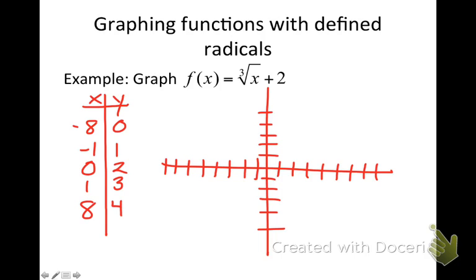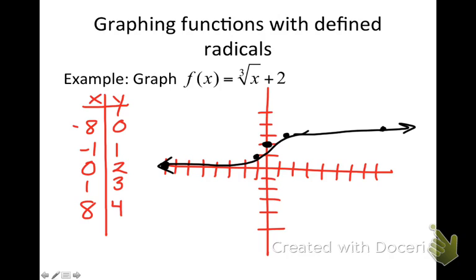And then it's just a matter of plotting those points. So -8, 0. -1, 1. 0, 2. 1, 3. 8, 4 is here. So it looks like we're getting a curve like this. Didn't really go through my intercept there. Okay.